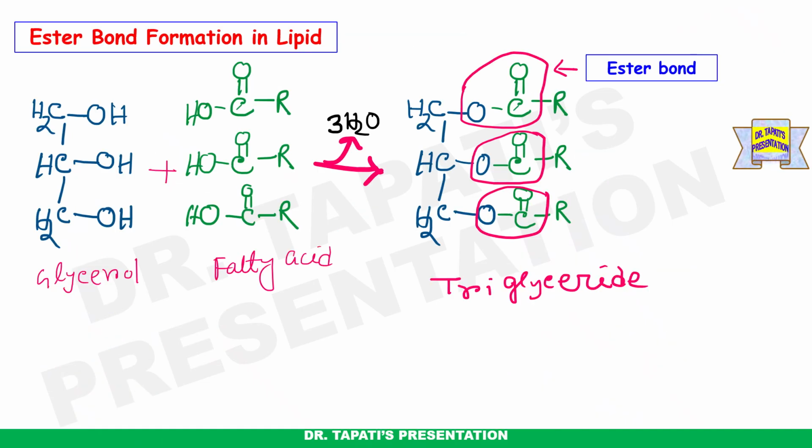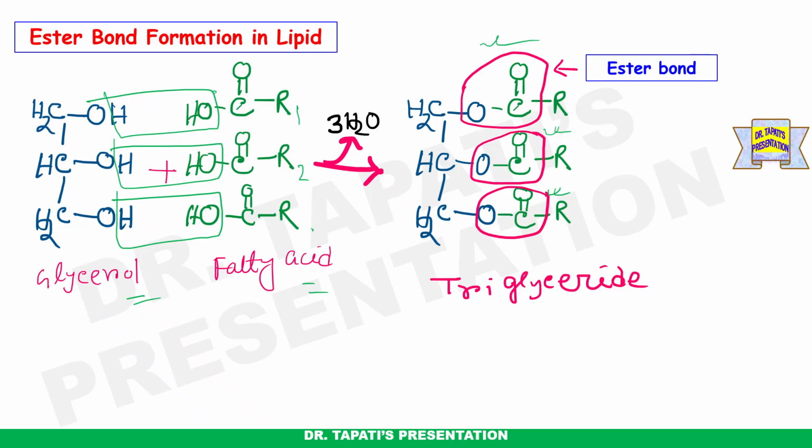In case of lipid, an ester bond is formed between glycerol and fatty acid. In this case also you can see water is released here. This is water, and this is also water released, and due to that process there will be formation of ester bonds. So between glycerol and fatty acid, three ester bonds are possible, and either these fatty acids are the same fatty acids or they may be different fatty acids. So in triglyceride, ester bonds are present.